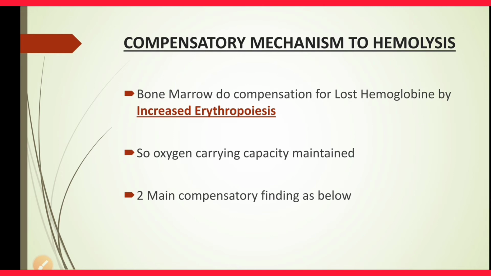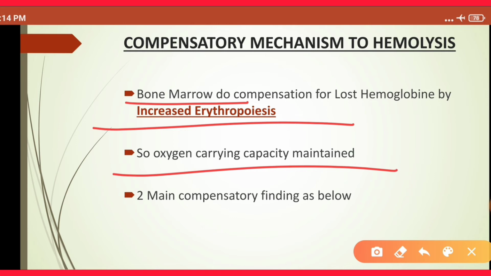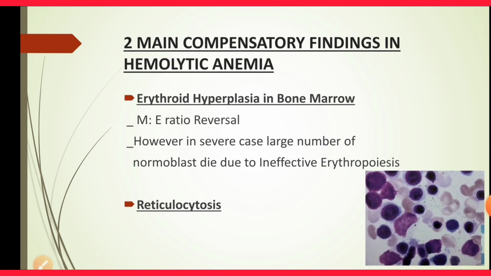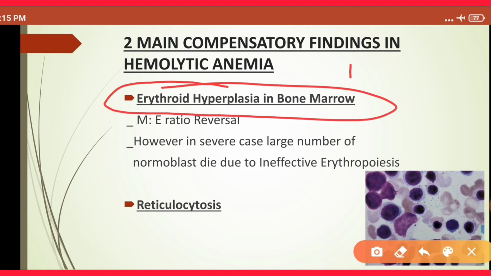Alright guys, now we will see the compensatory mechanism to the hemolysis. Suppose hemolysis occurs in your blood, then what happens? As we have discussed, the bone marrow will compensate for the lost hemoglobin. So the bone marrow will function more and increase the erythropoiesis. The red blood cell production process is known by the name erythropoiesis. So you will have increased erythropoiesis in your bone marrow, so that oxygen carrying capacity is maintained and you will not develop anemia. As far as the compensatory mechanism is concerned, you will have increased erythropoiesis in the bone marrow.